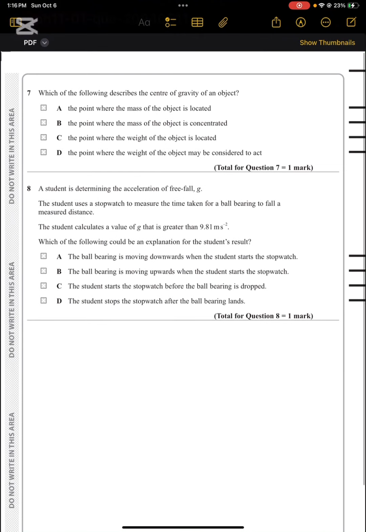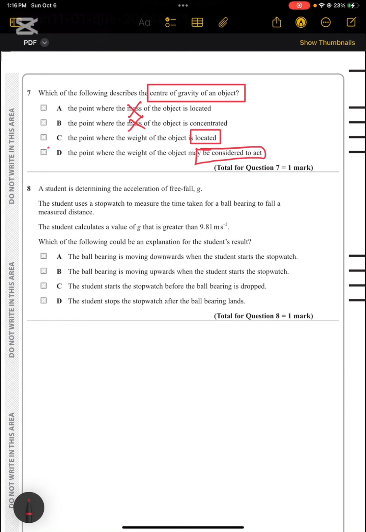Moving forward to question number 7, they have said which of the following describes the center of gravity of an object. We can say center of gravity means the point at which the whole weight of an object acts. The mass is not the answer; center of gravity means the weight. So C and D can be the answer. They have mentioned located, but it is not located, it can be considered to act. So our answer will be D. The answer of question number 7 will be D.